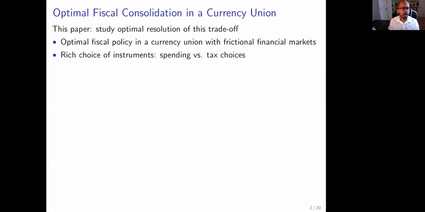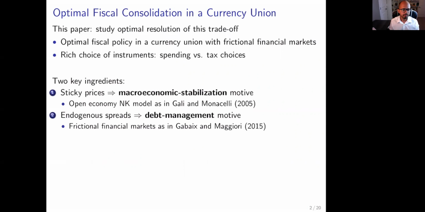In this paper, I study the optimal resolution of this trade-off. I consider the optimal fiscal policy problem in a currency union with frictional financial markets. I allow for a rich choice of policy instruments, including the level of government debt, as well as tax policy, such as the VAT and the payroll tax.